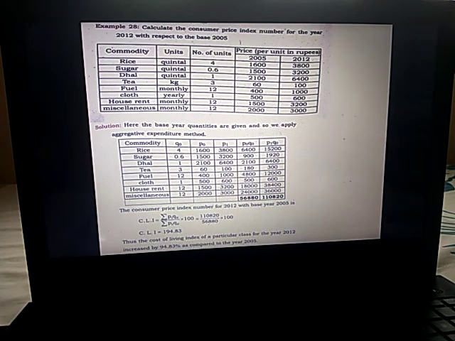Calculate the consumer price index for the year 2012 with respect to the base year 2005. There are a few commodities given, the units are given, the number of units are given, and the price per unit in rupees is given for the base year as well as the current year. We have to calculate the consumer price index number. Here the base year quantities are given, so we apply the aggregative expenditure method.